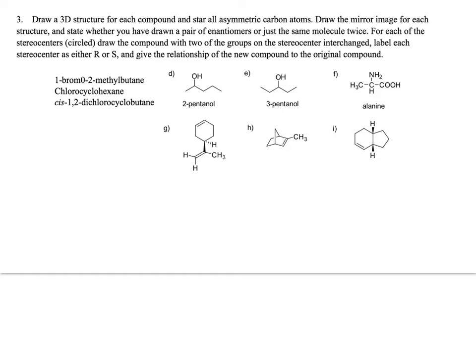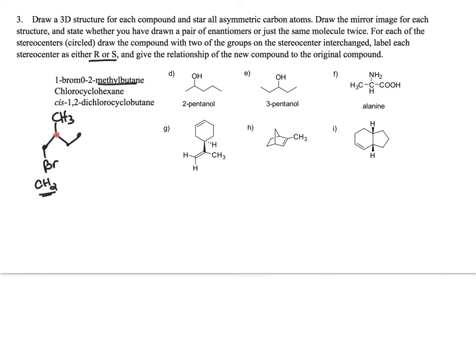Okay, so more of this. You want to assign R and S this time. So this should be 1 bromo, 2 methyl butane. So let's go ahead and draw that out in our line structure. 1 bromo, 2 methyl. Now the best thing for you to do then is to look for an asymmetric carbon. Now the first carbon off the bromo is a methylene, which is a CH2, so that's not going to be asymmetric.